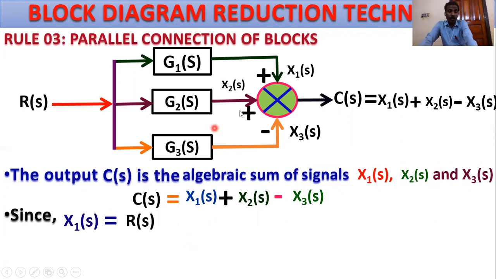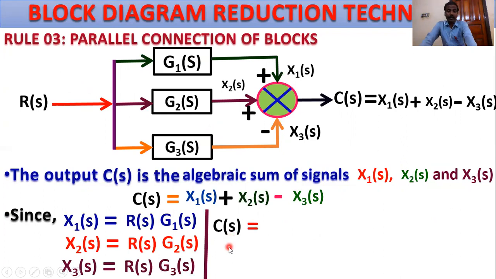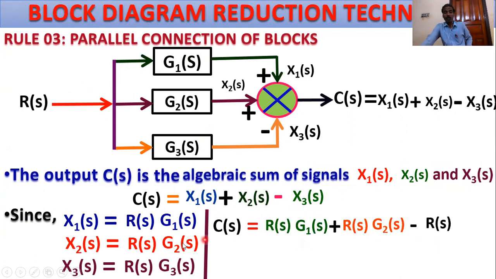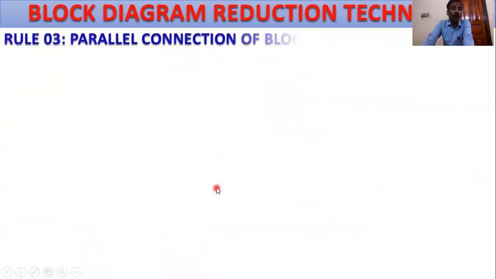Since X1(s) equals G1(s) into R(s), and X2(s) equals R(s) into G2(s), and X3(s) equals R(s) into G3(s), then C(s) equals what? Put here the X1(s) value, X2(s) value, and X3(s) value: R(s) into G1(s) plus R(s) into G2(s) minus R(s) into G3(s). So C(s), the overall transfer function, overall gain, equals R(s) common, G1(s) plus G2(s) minus G3(s), and C(s) by R(s) is called the transfer function.